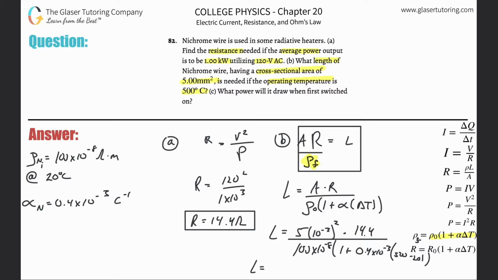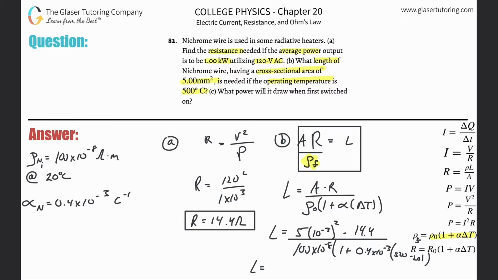So now we're going to plug everything into the calculator. So it's going to be 5 times 10 raised to the negative 3. Square that now. Okay, 1 second. Cool. Multiply that by then 14.4. We get an answer of about 7.2 times 10 to the minus 5 for the numerator.